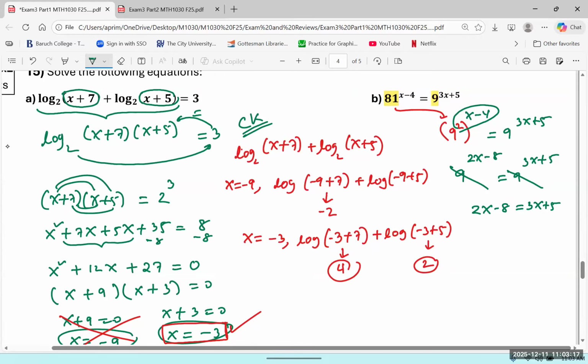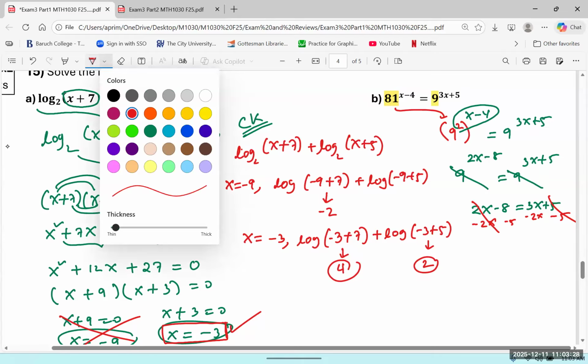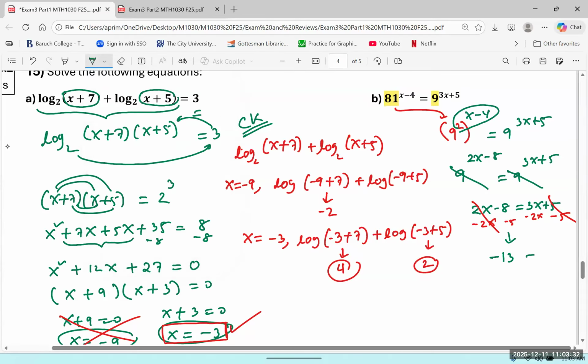And then solving is easy. You subtract 2x because this is smaller. And then you subtract 5 from here. So you get minus 8 minus 5, which is minus 13. And 3x minus 2x is 1x. And you're done.